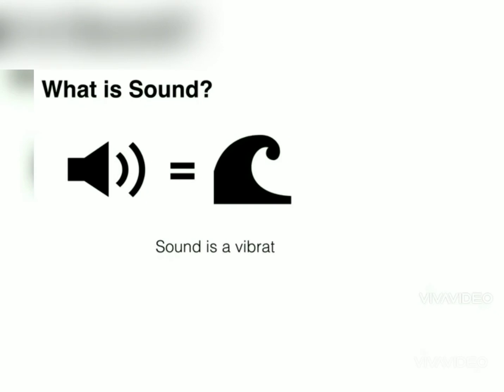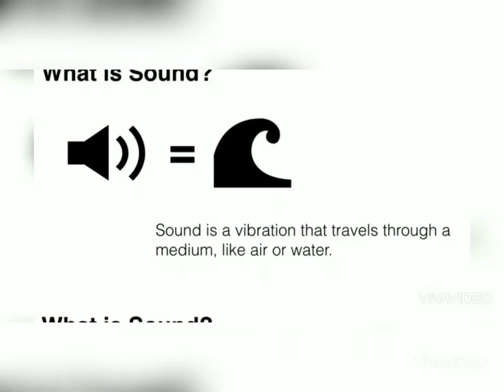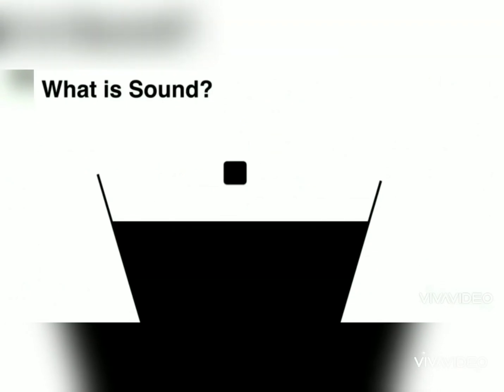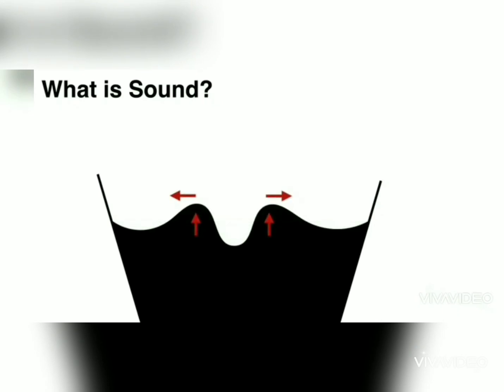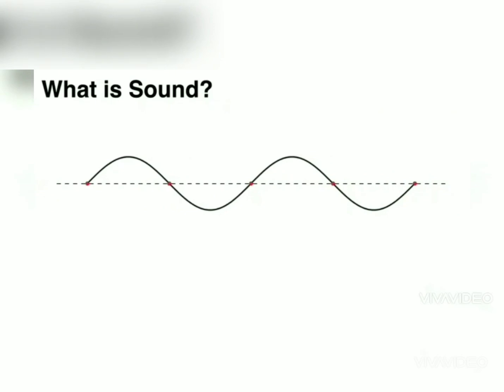Now, the other form of energy is sound energy. Sound is a vibration that travels through a medium like air or water. For example, if you drop a rock in a bucket of water, you disturb the surface, which causes waves to ripple away. Thus, you can see the wave formation upwards and downwards. The upward formation of the wave is called the crest, and the downward formation is called the trough.